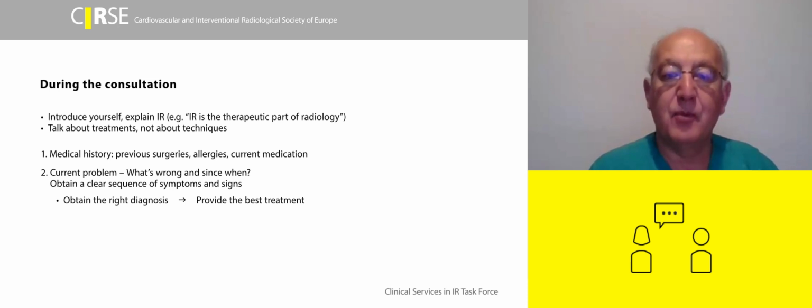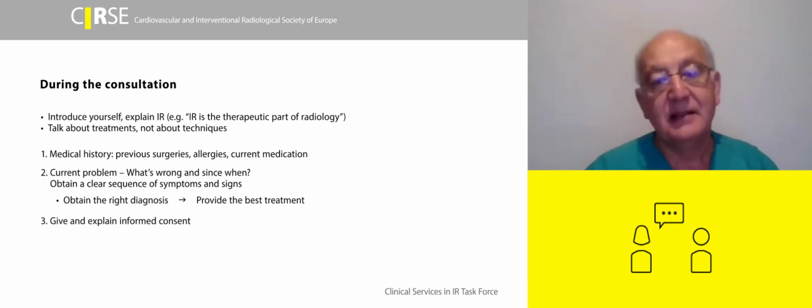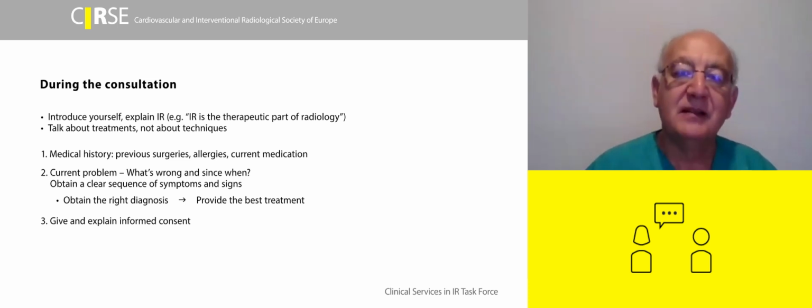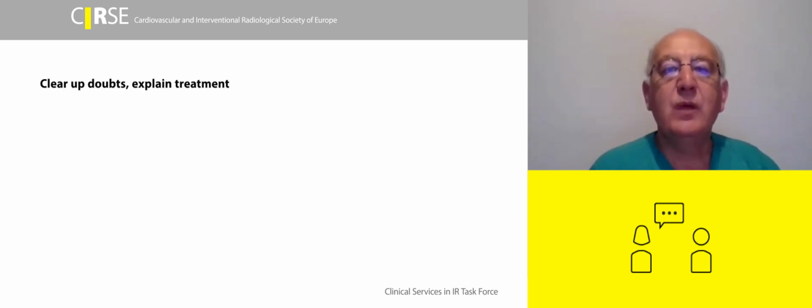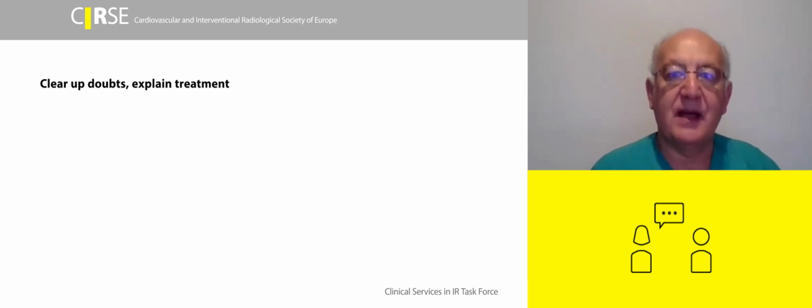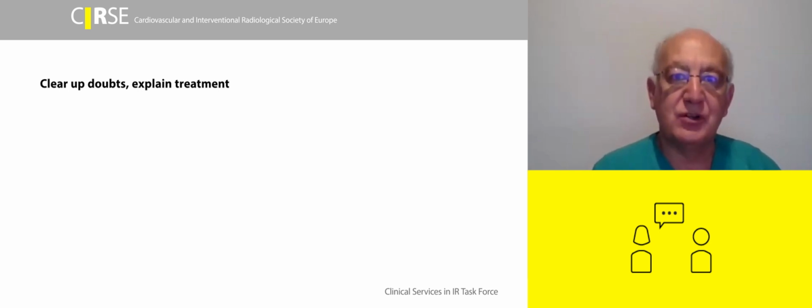And the third thing, and probably very, very important, is to give the informed consent and to explain the informed consent: the advantages, the disadvantages of our treatment, the alternatives, and the risks of our treatment. But remember that in the IR consultation, many times we will do nothing more than clear up doubts and explain our treatments. Many patients come with a diagnosis and only come to us just to understand what we are going to do with them. And this is very important because they are going to understand that we are their surgeons, we are their doctors. So they look at the face of the person who is going to treat them.